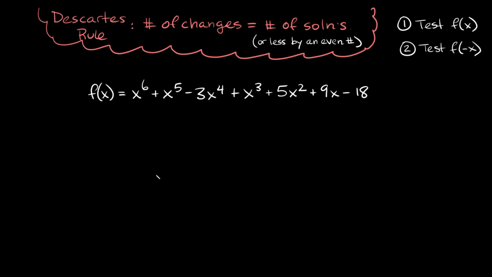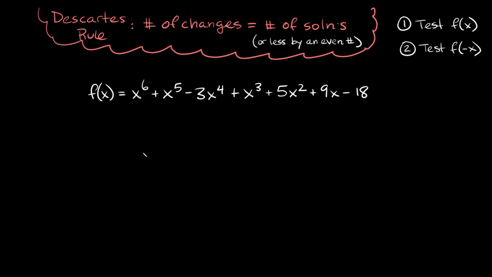So in this video, I'm going to teach you how to find the number of positive real zeros or solutions, negative real zeros, and imaginary zeros using Rene Descartes' rule of signs, all right? And his rule basically just says the number of changes that you have from your signs over here is equal to the number of solutions that you have. And there's a little caveat here that says or less than by an even number. Okay, and I'll explain a little bit more about that.